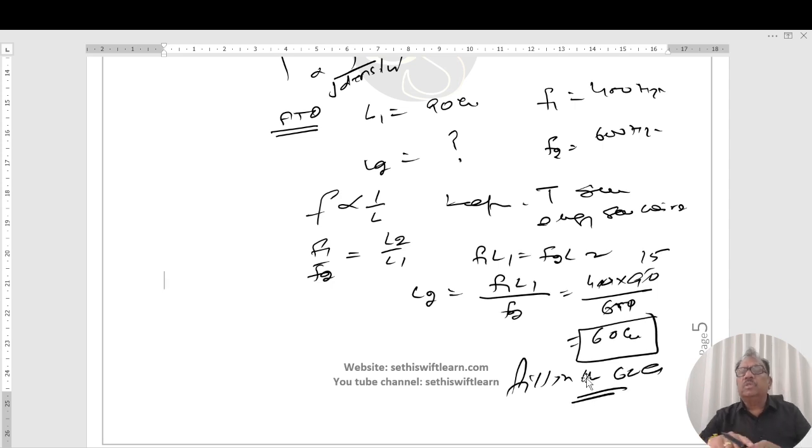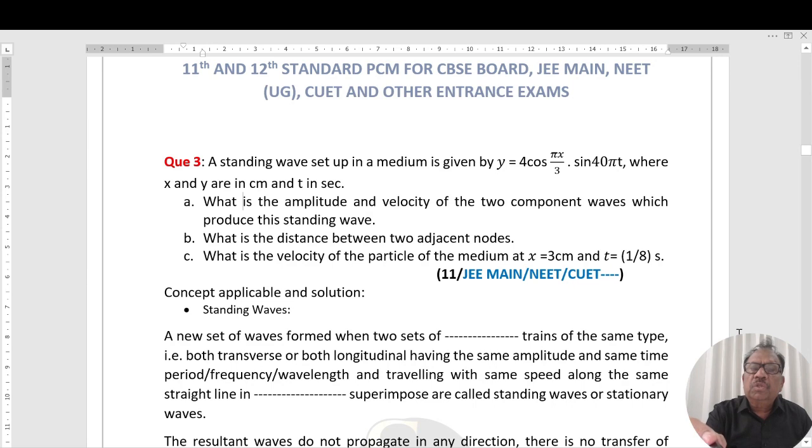Laws of vibration of strings. Now clear? There are 5 laws of vibration of strings, right? Now, next I will start standing wave. Next is standing wave.